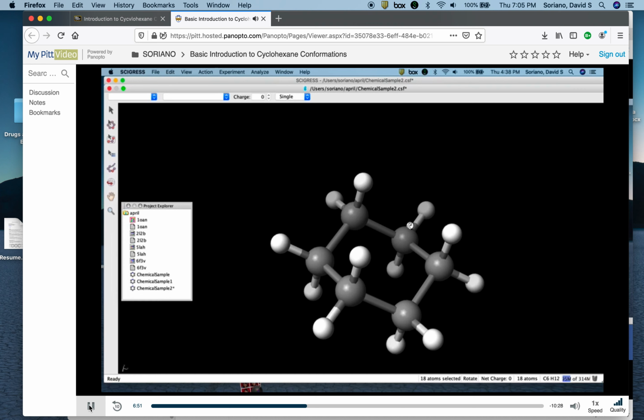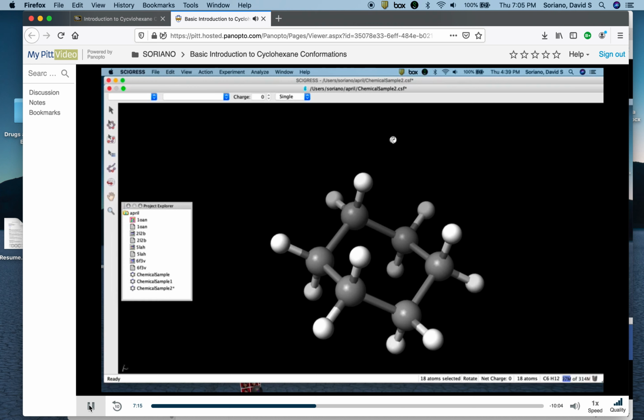1, 2, 3. 1, 2, 3. You see the triangle? Those are called 1,3 diaxial interactions. Unfortunately, that is a bad thing, but the lesser of the evils versus having a planar 6-membered ring.